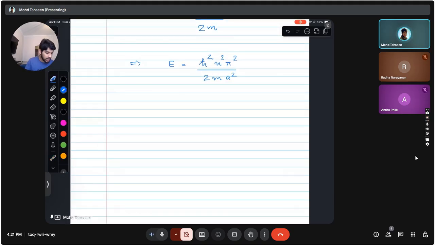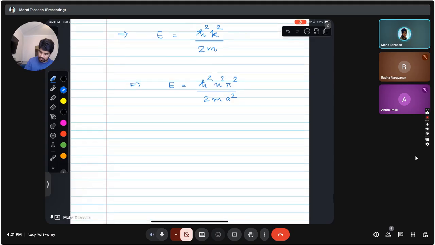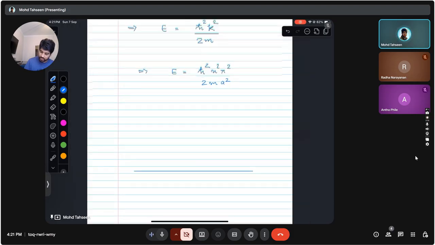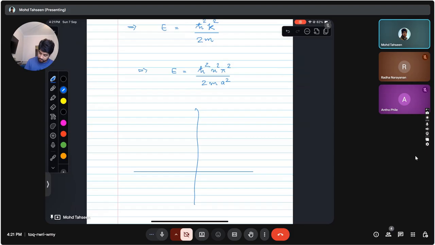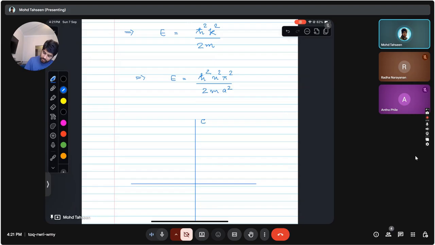And if we plot E as a function of wave vector, so let me plot E here and K here, what I get is a parabolic energy variation.